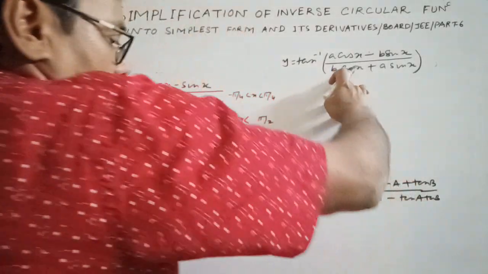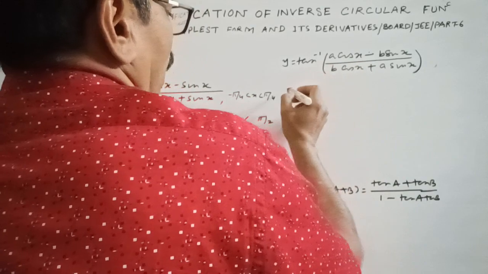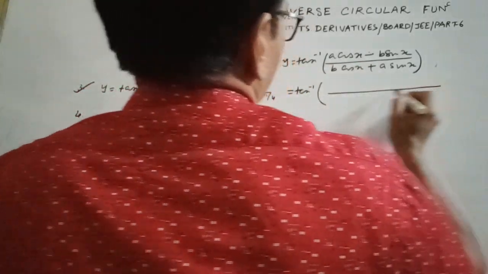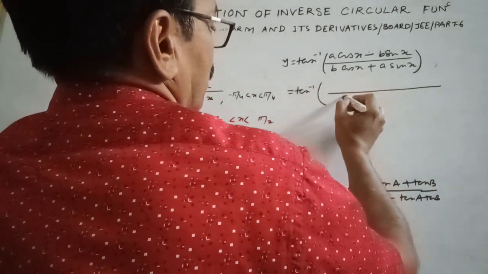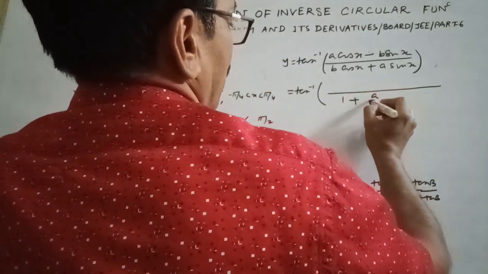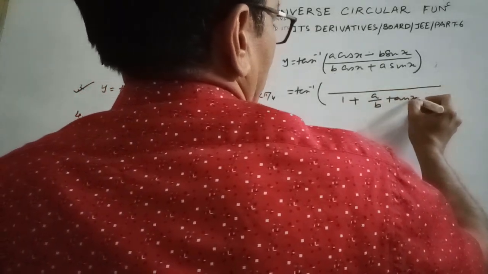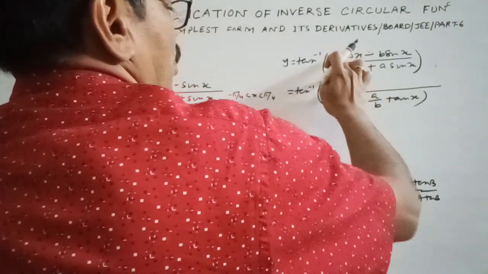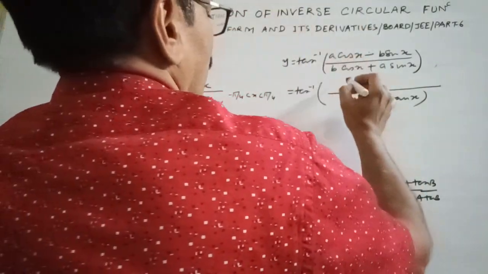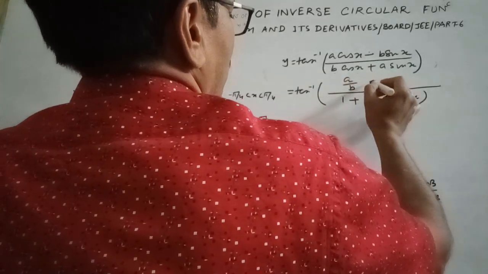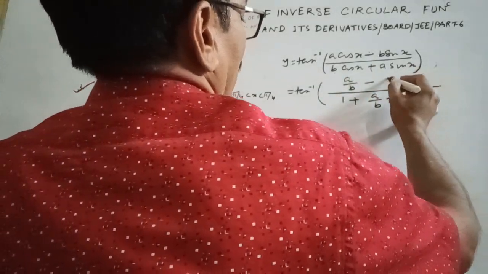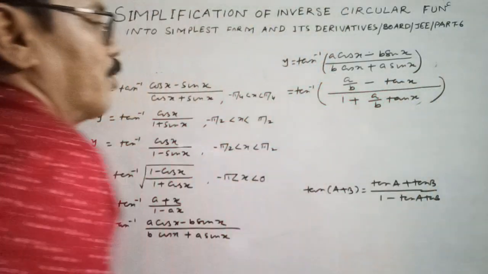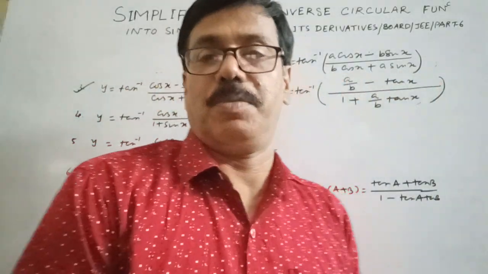So to make it 1, look, this one is 1. You have to divide by b cos x. So if you divide by b cos x, this is 1. This is a by b tan x. Dividing throughout by b cos x. So you are getting this one is a by b minus tan x. So we are getting this, dividing throughout by b cos x.